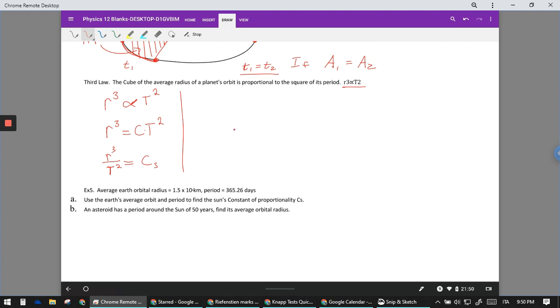So let me just do a quick drawing of that. I've got the sun, and I've got two things that rotate around it, okay? Here, for this object, the average radius would be, if I were to draw a bunch of radii and average them out, I would get the average radius, okay?